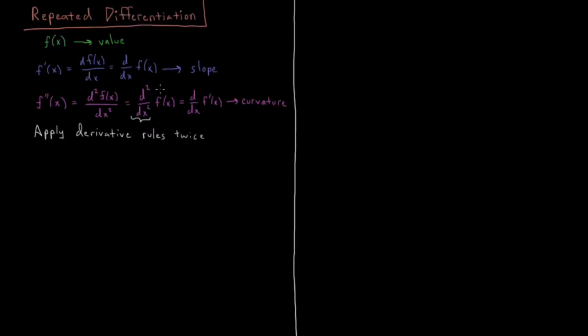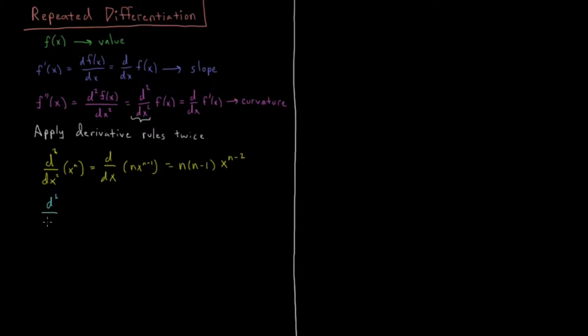All right, so in order to evaluate a second derivative, we apply the derivative rules twice. So for example, if we want the second derivative of x to the n, we apply our derivative rules to x to the n, and we get n x to the n minus 1, according to the polynomial rule. If we apply our derivative rules to n x to the n minus 1, we get n times n minus 1 x to the n minus 2. That would be the second derivative of some arbitrary polynomial.